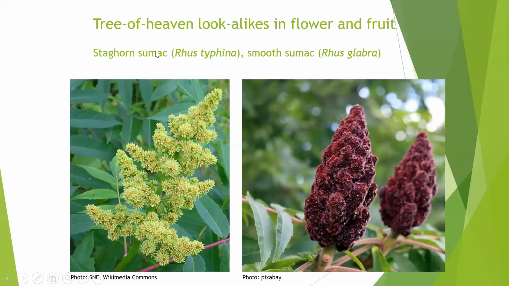Compare this again to those same staghorn and smooth sumacs. You'll notice that the fruits are fairly distinctively different on the sumacs. They're these little tiny red balls, and the fruit heads look very fuzzy and they're very tightly compact.